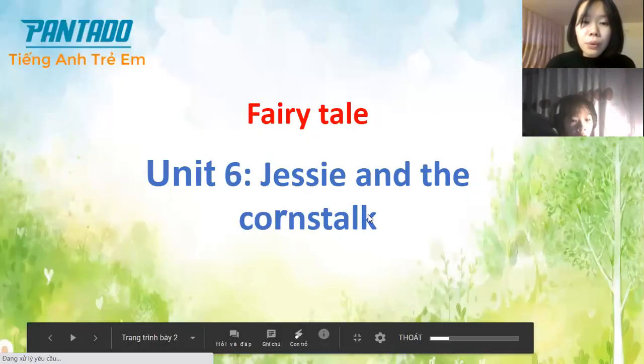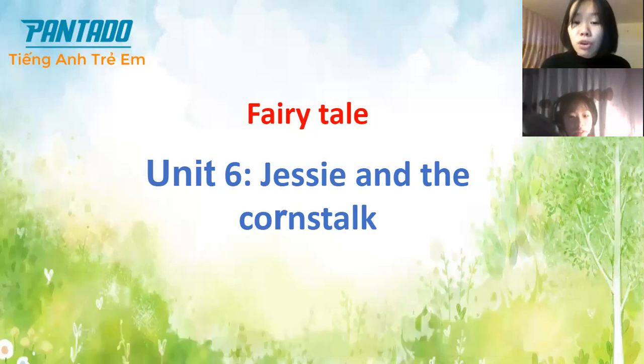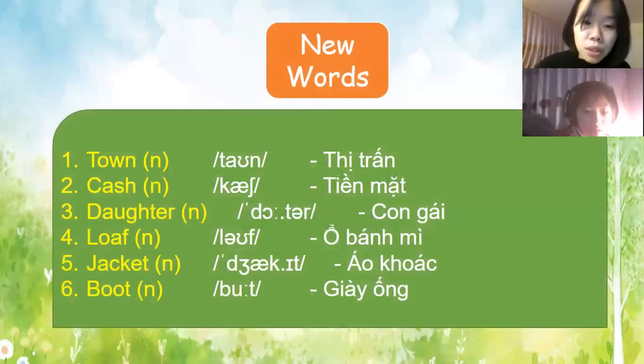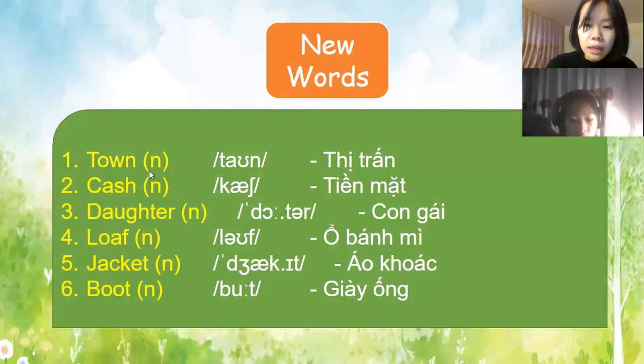Okay, today we'll learn about Unit 6. It's a fairy tale about Jessie and the cornstalk. A fairy tale. Okay, here are some new words. The first one is, how can you say this word? Cow. Towel. Okay. Cash. Cash. Okay.